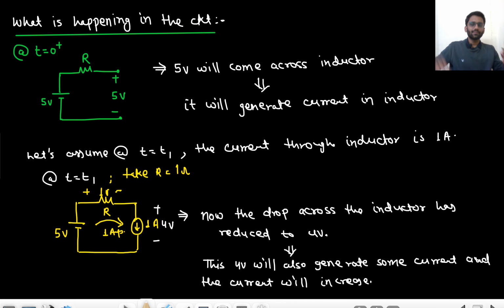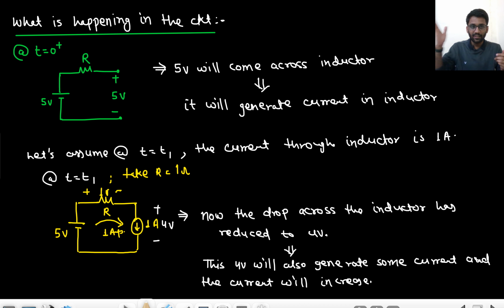What is happening? Initially inductor is open circuited, so 5 volt is there. This 5 volt is generating some current. Now because of this current, there is some drop across the resistor. Because of that drop, the final drop across the inductor is decreasing. So the voltage drop is decreasing, but the voltage drop is in the same direction only. So it will increase the current.